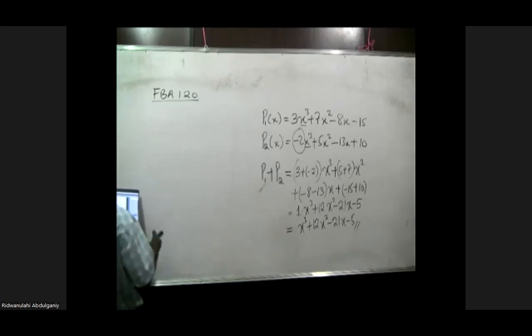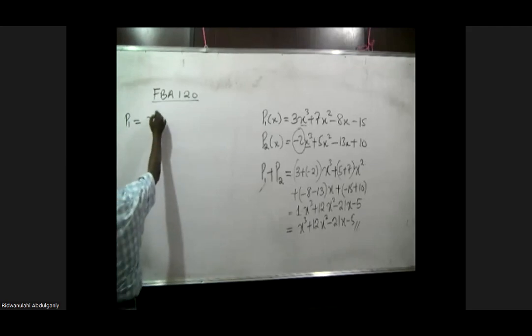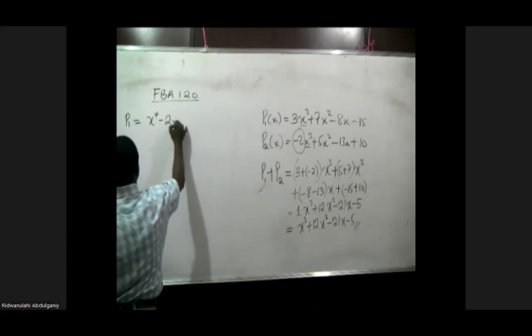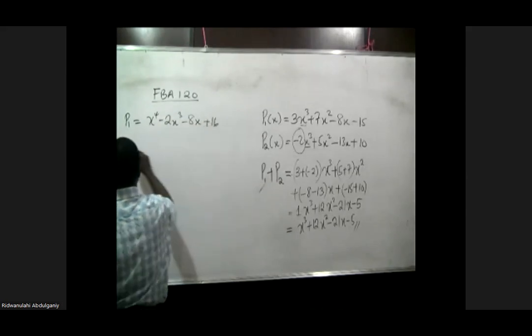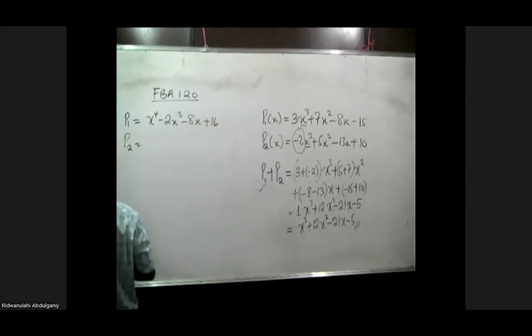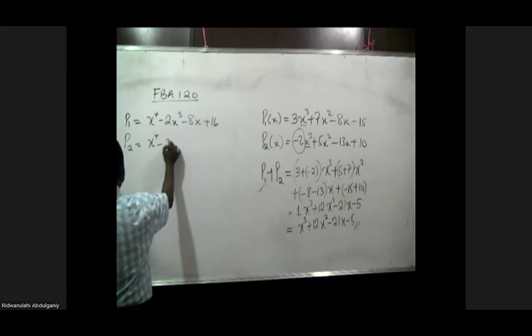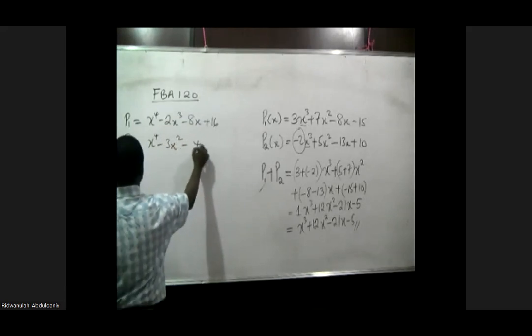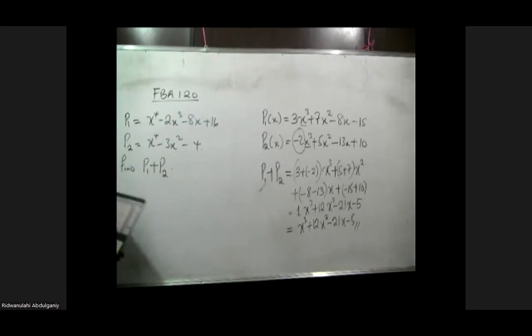Now, the polynomial I have here: P1 equals x raised to the power 4 minus 2x cubed minus 8x plus 16. I have P2 equals x raised to the power 4 minus 3x squared minus 4. Find P1 plus P2. How do we calculate P1 plus P2?